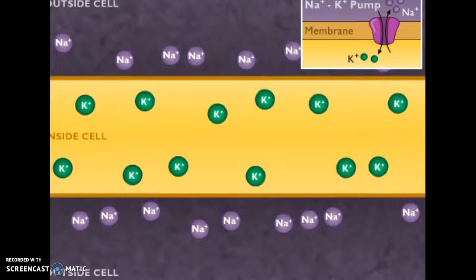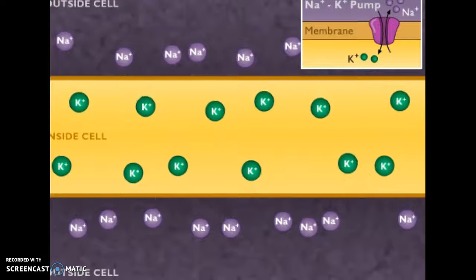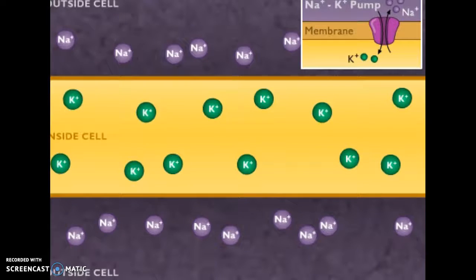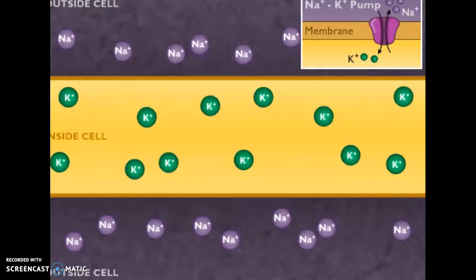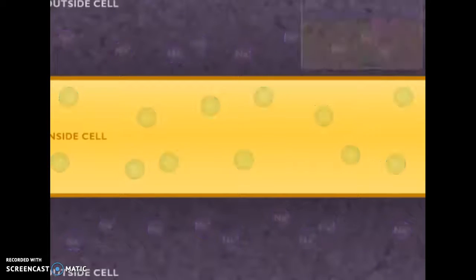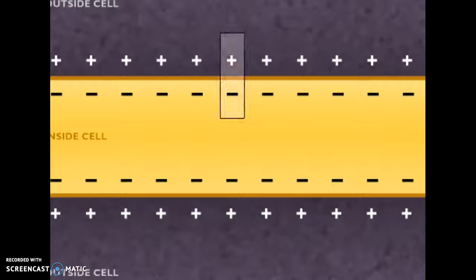Sodium ions are not easily able to replace their lost charges, but through particular channels, potassium ions are. Because of this, the overall charge of the inside of the cell is negative, and the overall charge of the outside of the cell is positive. The separation of charges is referred to as the resting potential of the membrane.